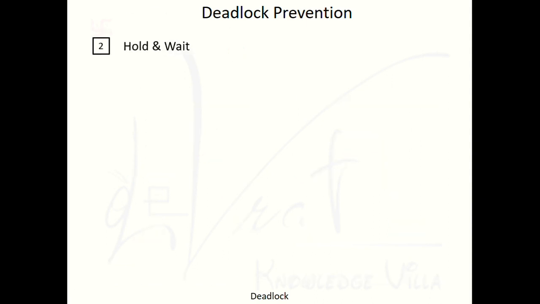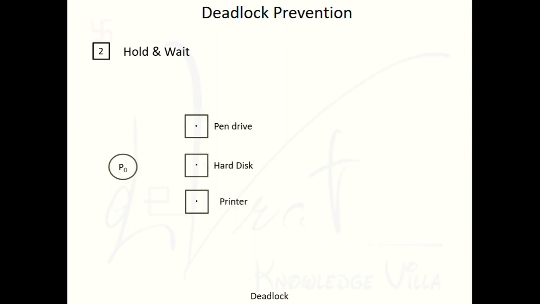Next situation is hold and wait. As we know, in terms of hold and wait, one process is holding resources and waiting for other resources. It means the process holds some of the resources, but it is not able to complete the execution with the held resources. So the process requires a few more resources to complete the execution. So let's see how we can violate hold and wait.